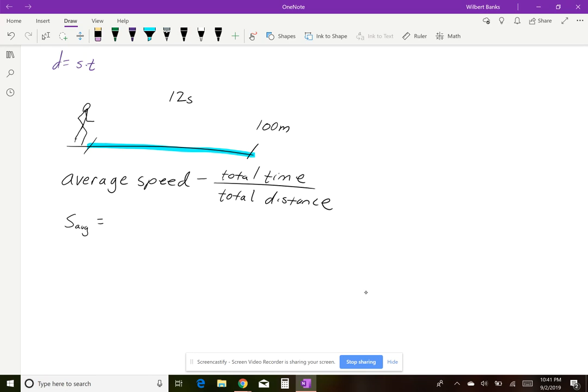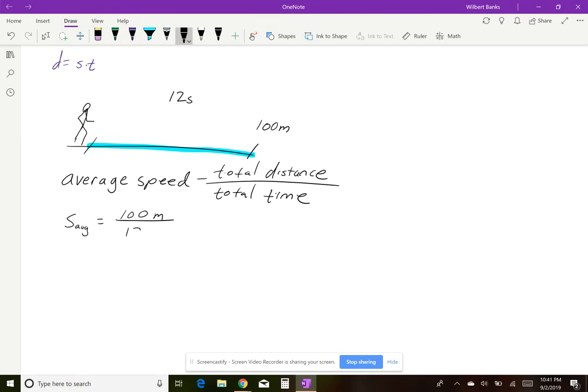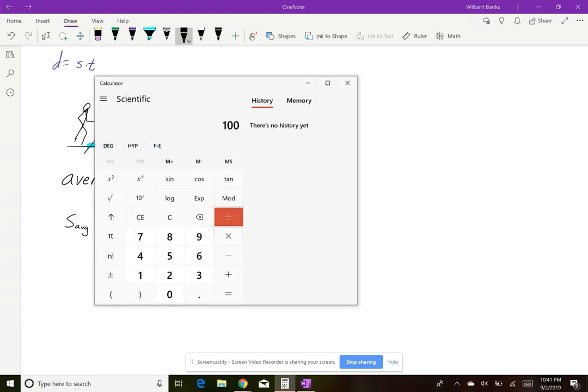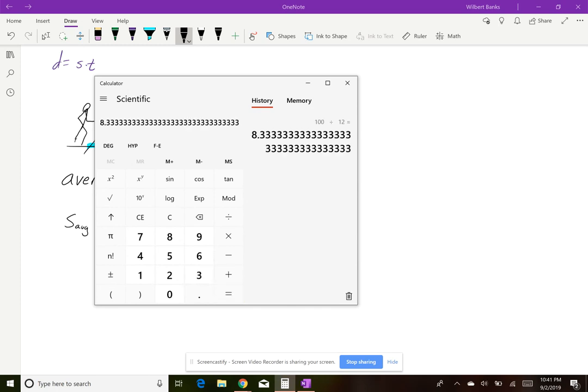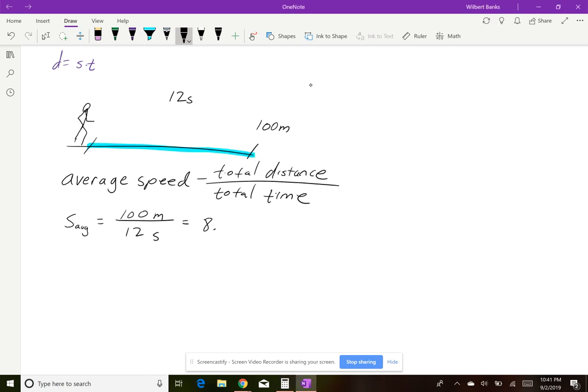It's actually distance divided by time. I have this backwards. So it's my total distance divided by my total time. So S equals my total distance, in this case 100 meters, divided by 12 seconds. So when I do that, I have 100 divided by 12. And the answer for that is 8.333. So I'm going to round that off to 8.33. And my units I keep the same, meters per second.